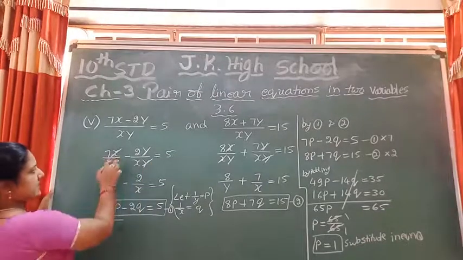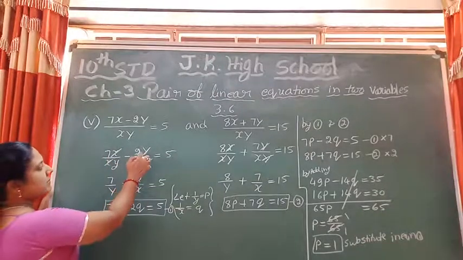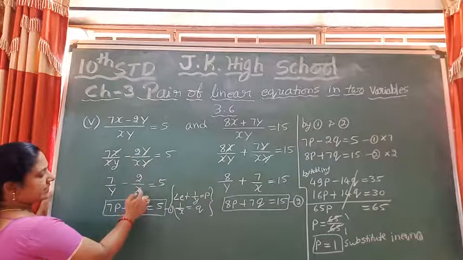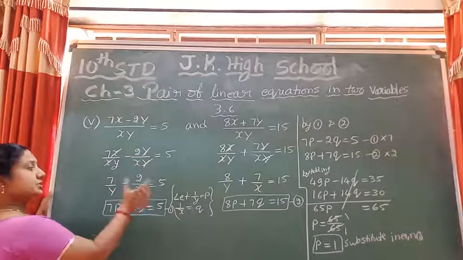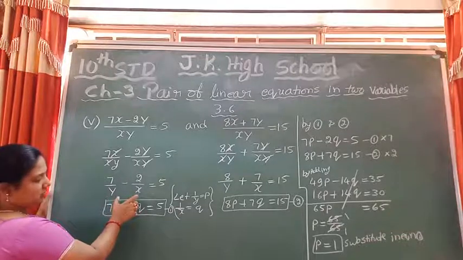So then x gets cancelled, 7 by y remains, minus y gets cancelled, minus 2 by x remains, equal to 5. So this type of question we have already solved.